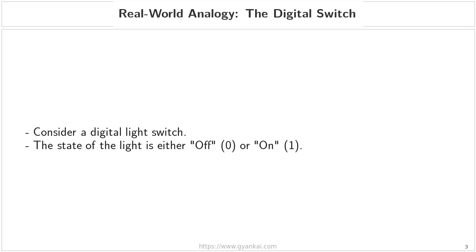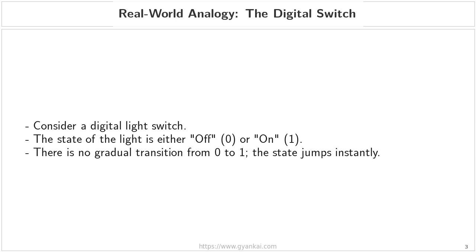Real-world analogy, the digital switch. Now that we have discussed the theoretical requirements for continuity and the three primary causes of discontinuity, let us use a real-world analogy to make these concepts more intuitive. Consider a digital light switch. In this scenario, we can represent the state of the light using numbers. The value 0 represents the light being off, and the value 1 represents the light being on. The key observation here is that there is no gradual transition from 0 to 1. The light does not slowly brighten. Instead, the state jumps instantly from one value to the other.